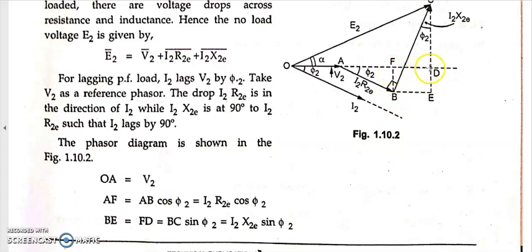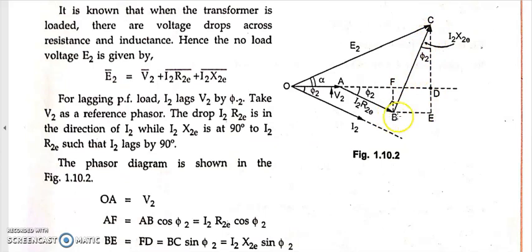But we know that FD length is equal to BE, because both are opposite sides of the rectangle, so they have the same length. So BE is equal to FD. I need to know the FD length. If I know the BE length, then I will know the FD length. So how to know the BE length? By using the triangle BEC.